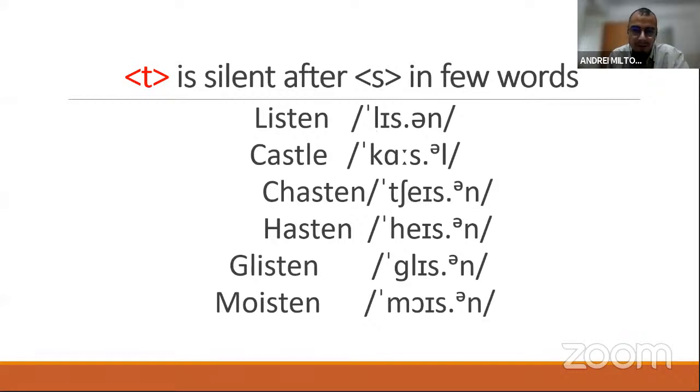So the letter T is not pronounced after S in some few words, okay? Again, not in all the words, just only these few words. So try to remember. How do you pronounce these ones? Can you try it? So it is, you do not pronounce this, right? So it is listen, castle, chasten, hasten, glisten, and moisten, right? We do not pronounce very well. Good, I think you're learning very well.